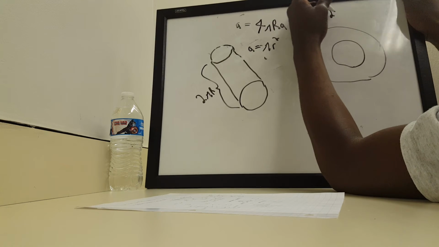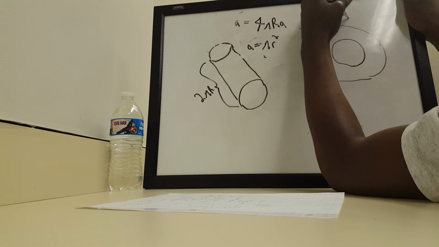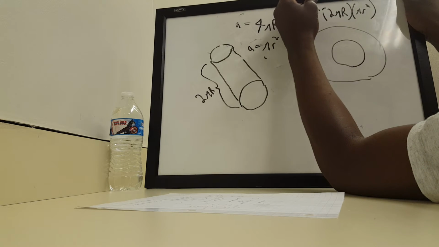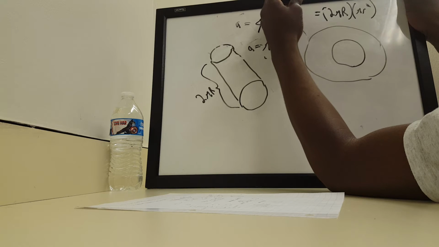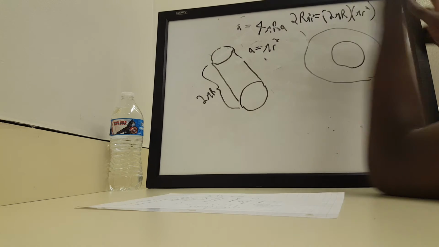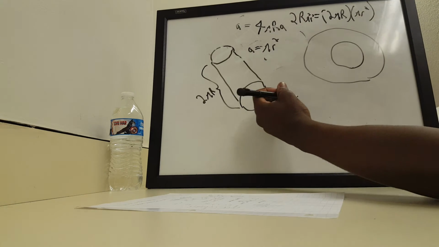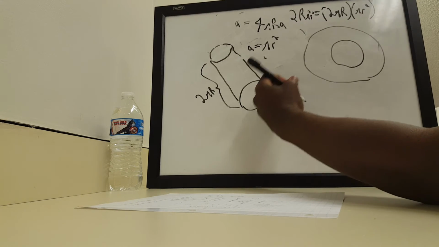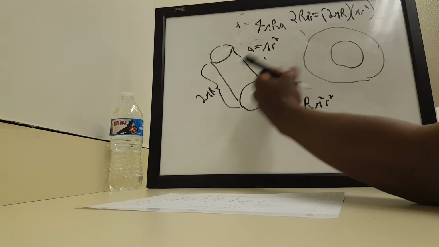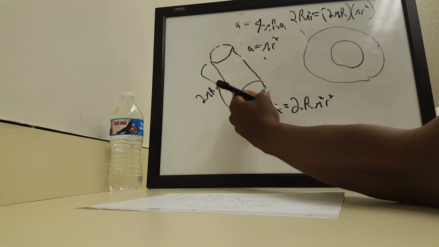So that's actually going to be 2 pi capital R times pi r squared, and that's going to give us 2 capital R pi squared r squared. I'm going to write this a little bit more clearly. 2 capital R pi squared lowercase r squared equal to the area of the cylinder.